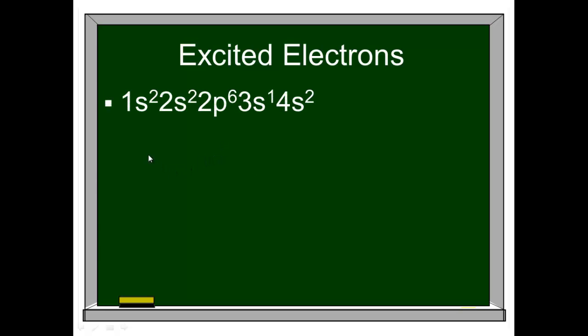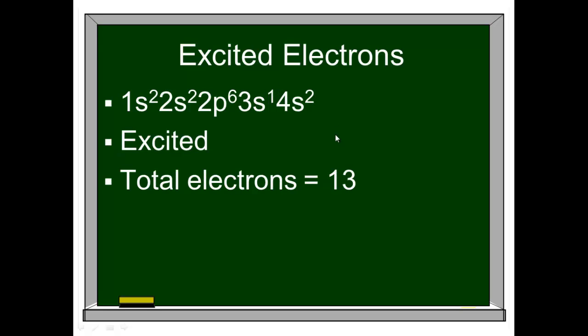And we've got one more to do. 1s2, 2s2, 2p6, 3s1, 4s2. This one has a couple of electrons that have jumped. Both of these electrons came from lower down. One of them came from the 3s, and then after 3s comes 3p. So 2 electrons have jumped here. This is an excited atom. Count the electrons to see what it is. 2 plus 2 is 4, plus 6 is 10, plus 1 is 11, plus 2 is 13. 13 total electrons is aluminum.